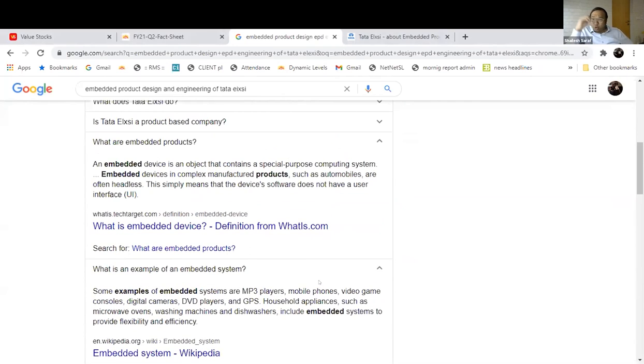Design engineering is a course which people are now teaching in universities. Embedded is a device that contains a special purpose computing system. Embedded devices in complex manufactured products such as automobiles are often headless. This simply means the device software does not have a user interface. Okay, so this gives you an idea of what the company exactly does.